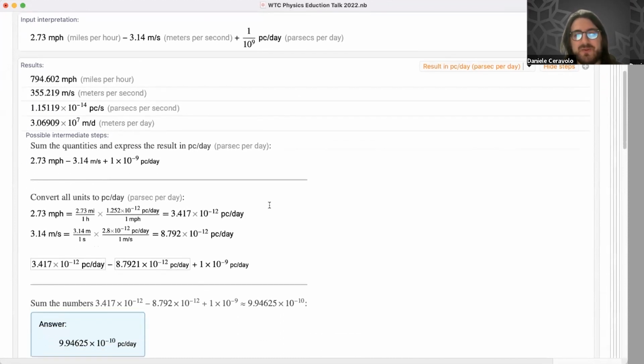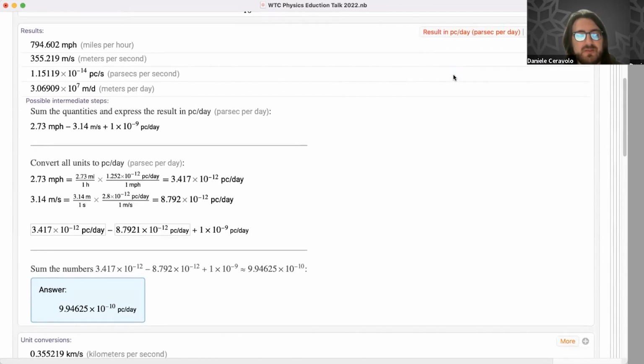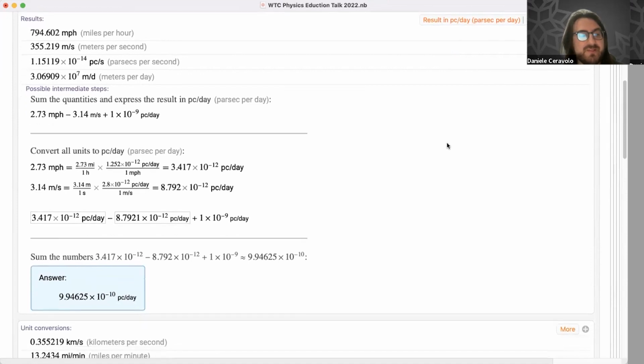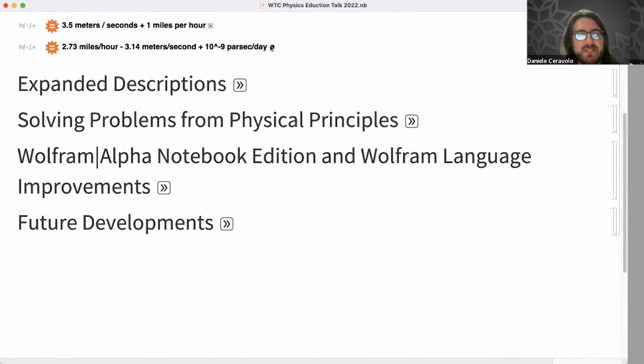summing them. One thing that's important is that we can select the final unit and have the step-by-step for that. So here it is in parsec per day, which is not a common unit, but just to show off what our capabilities are.